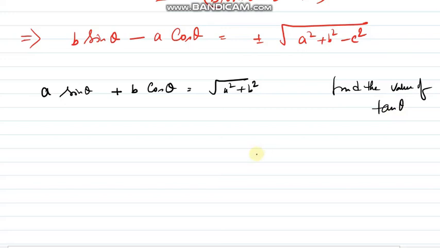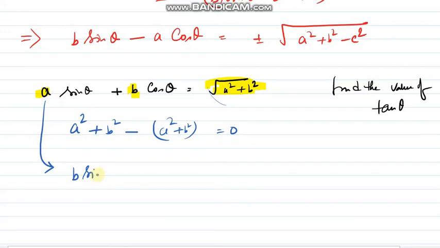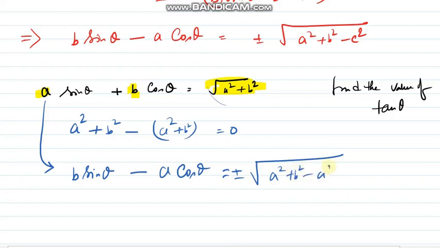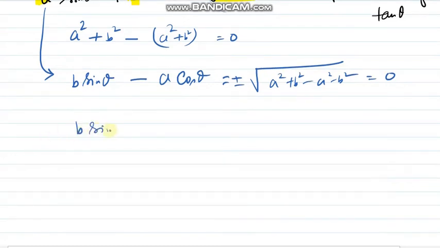If you don't know how to use this formula, what is your a here? A only. B here is b, and c here is this. So if I find the value of a square plus b square minus c square, this will be this, so the answer is 0. So using this, can we write that b sin theta, I am just going to exchange the coefficients, and sin will become minus, equals plus minus root over of a square plus b square minus c square, that is 0, right? So b sin theta minus a cos theta is becoming 0.